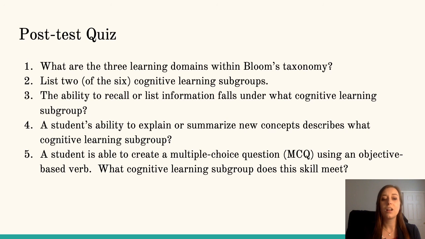The ability to recall or list information falls under what cognitive learning subgroup? That would be knowledge or remembering, right? They can recall, they can just tell us, list things, state them. A student's ability to explain or summarize new concepts describes what cognitive learning subgroup? That's comprehension. I can explain or discuss it to you, teach it back. Comprehension, I understand it very well.